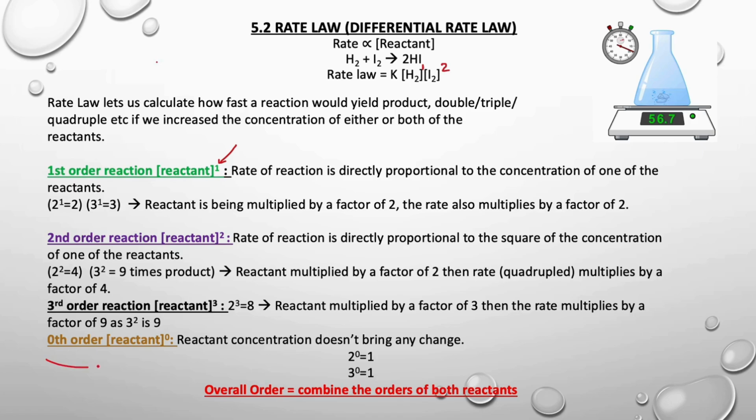And then you have the 0th order reaction. This is something that concerns us. It simply says that if you doubled the concentration of a reactant and it didn't bring about any change in your product concentration, then it's a 0th order reaction. An overall order means that once you have figured out the exponents of each of your reactants, you combine them, and whatever number you get is the overall order of the reaction.